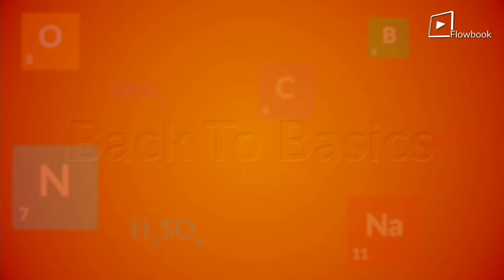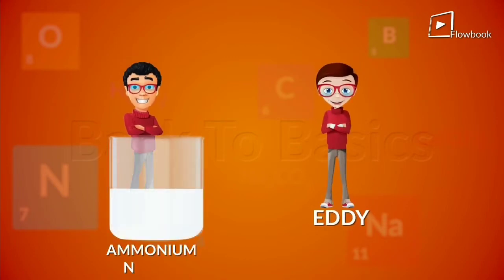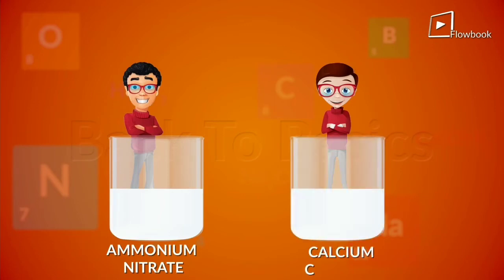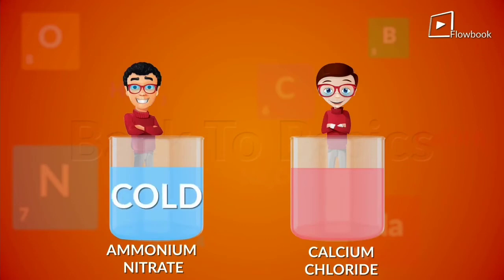Let's take two friends, Ed and Eddie. Ed has a salt, ammonium nitrate, and Eddie has a salt called calcium chloride. Both of the friends mix their salts in a flask of water. Ed's flask becomes cold, whereas Eddie's flask becomes hot.